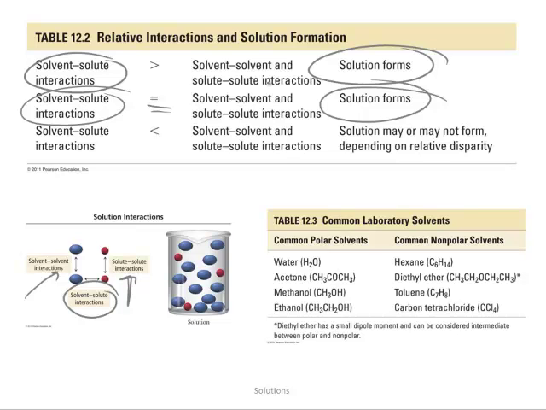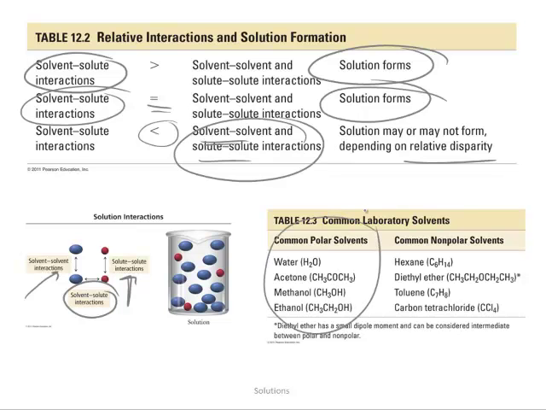Even when the solute-solvent interactions are less, depending on the disparity, entropy could still push it over the edge to forming. But if the solvent-solvent and solute-solute interactions are much greater, the solution will not form. Okay, so again, we can use the general rule of like dissolves like. So when you're thinking about dissolving a polar molecule, you're going to want to choose any of the common polar solvents. Those are molecules with permanent dipoles. Non-polar solvents listed here would dissolve your non-polar molecules.